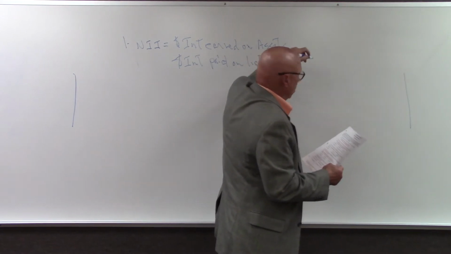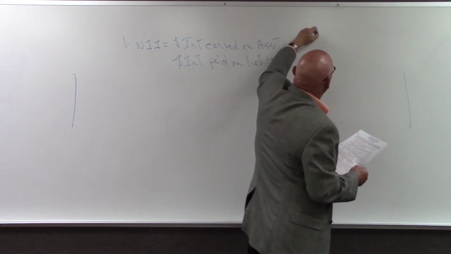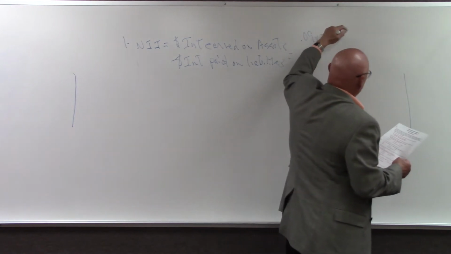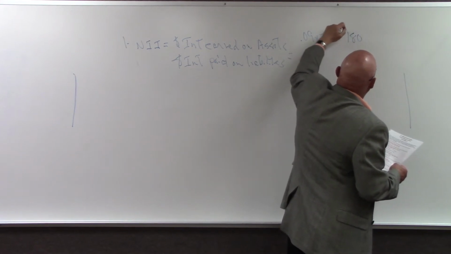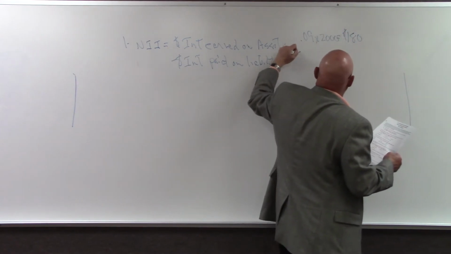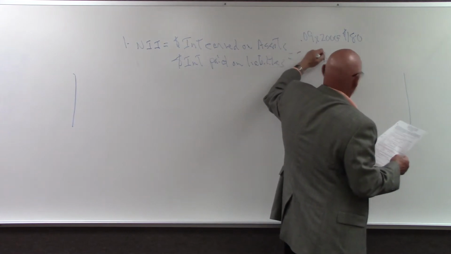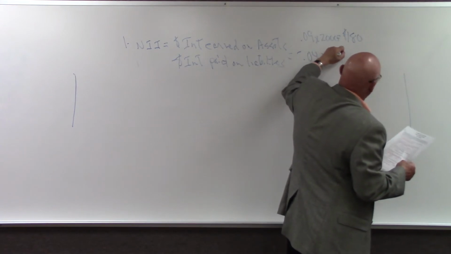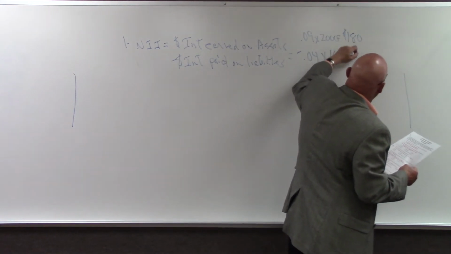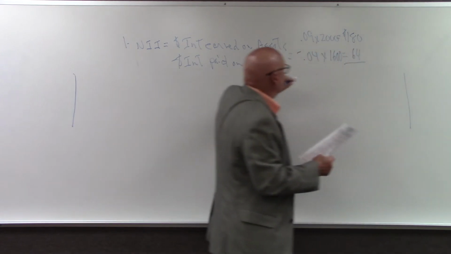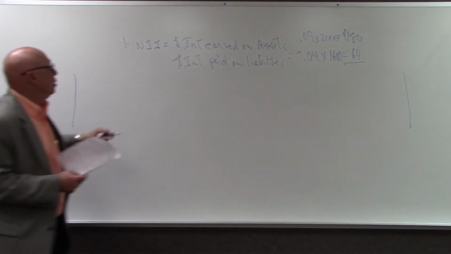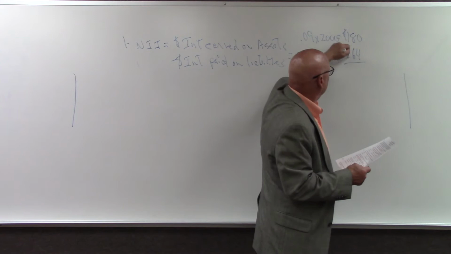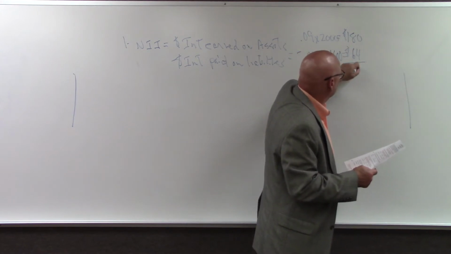So this is 0.09 times 2,000, which is $180, minus 0.04 times 1,600, which is equal to $64. And so, let me get out of the way so you can see this. Net interest income is equal to 180 minus 64, which is $116.